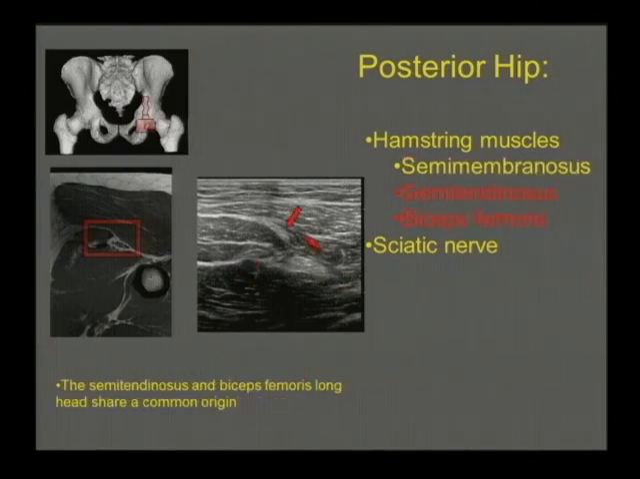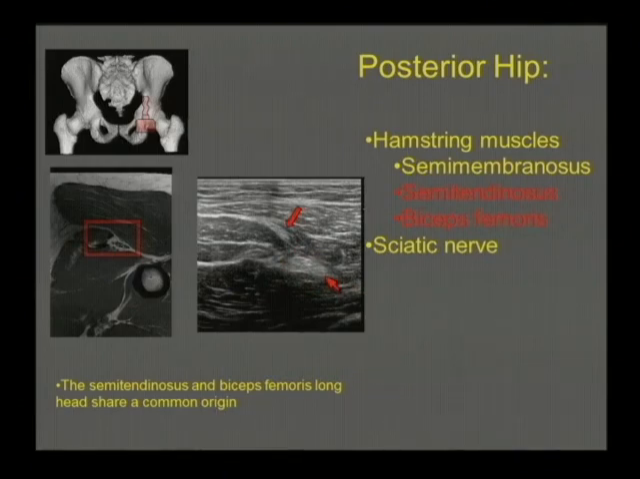Semitendinosus and biceps femoris share this tendon origin with muscle fibers visible along both the medial and lateral margins. So this is still pretty proximal here. You can see on the MR image, surrounded by fat, here's the sciatic nerve, well demonstrated by ultrasound as well.